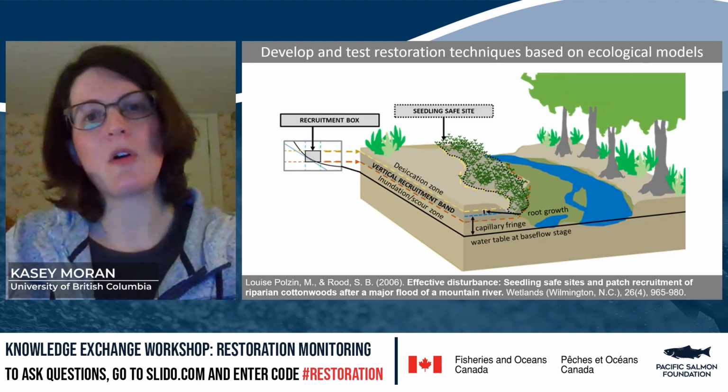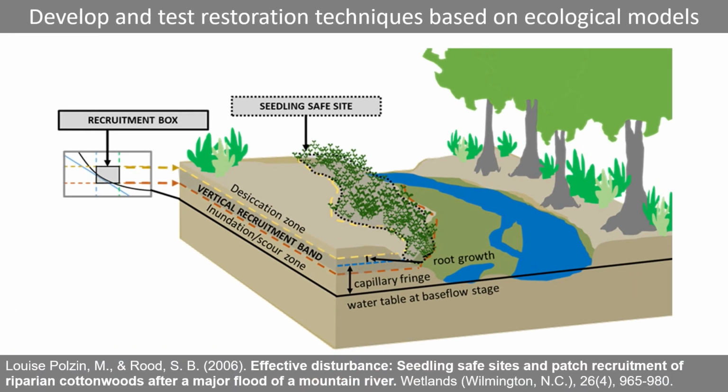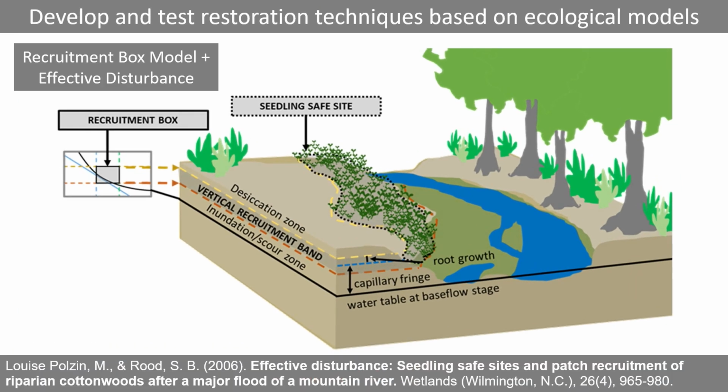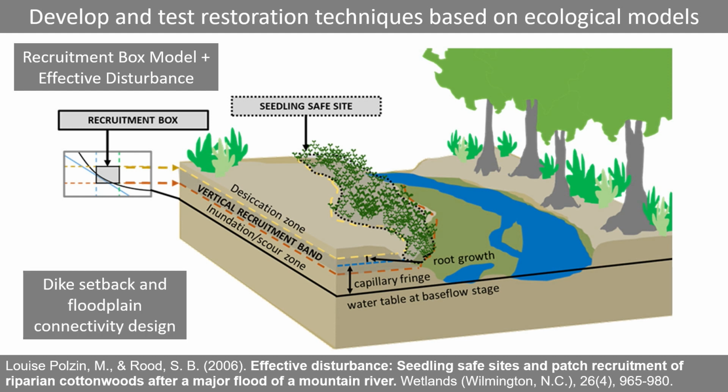So here's an example of a restoration technique based on an ecological model. Stuart Rood's recruitment box model and his idea of effective disturbance, Rood and others, postulates that you can predict an elevational band within a floodplain where you're very likely to be able to get cottonwood seedling recruitment. That's based on some hydrological characteristics. You can use that information to design your dike setback and floodplain connectivity project.